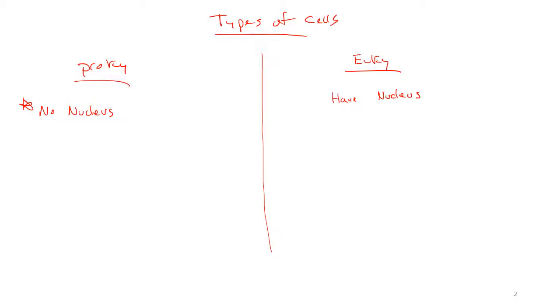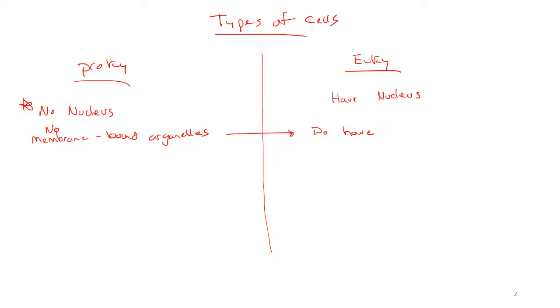So prokaryotes also lack something else. They're mostly known for what they lack. What else do they lack? What do you think? Membrane bound. There we go. That's it. Membrane bound organelles. Okay? So they have no membrane bound organelles, whereas for eukaryotes, they do have these.